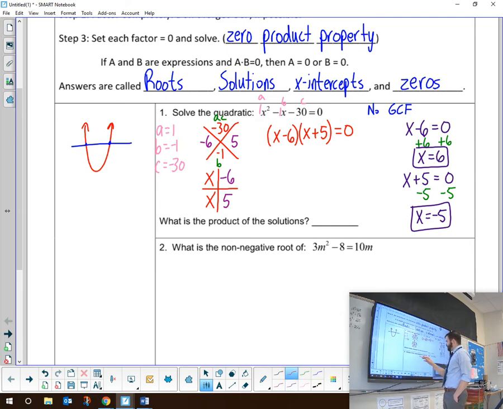But my final question asks, what is the product of the solutions? Now remember, product means multiply, okay? So we're going to multiply my two solutions together. We're going to go 6 times negative 5, and that's going to equal negative 30. So the product of the solutions is going to be negative 30. So that's kind of the basis of it. We factor, we set each of the factors equal to 0, and we solve.